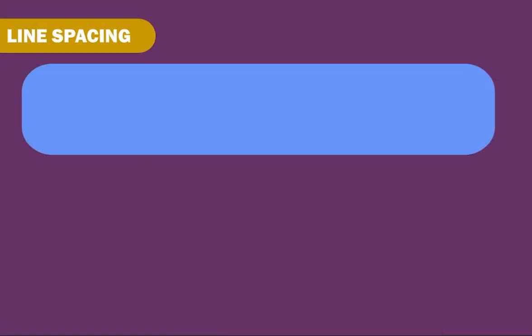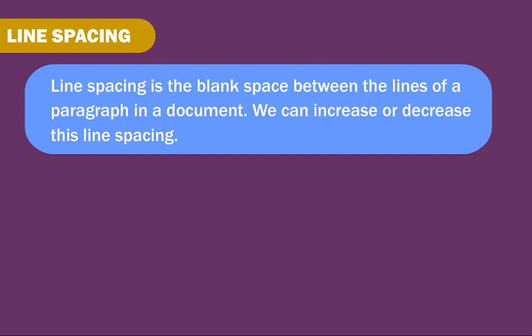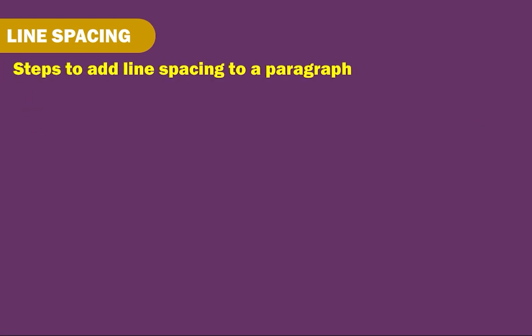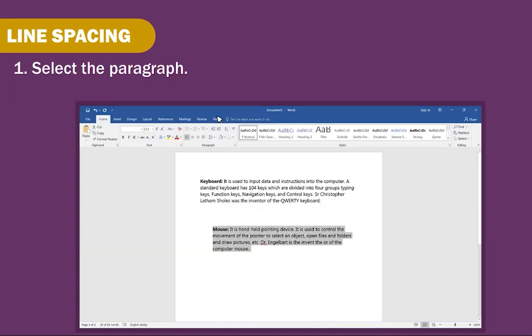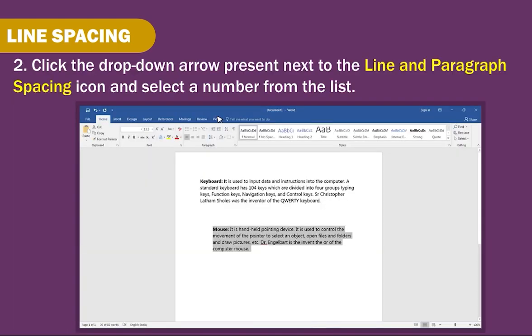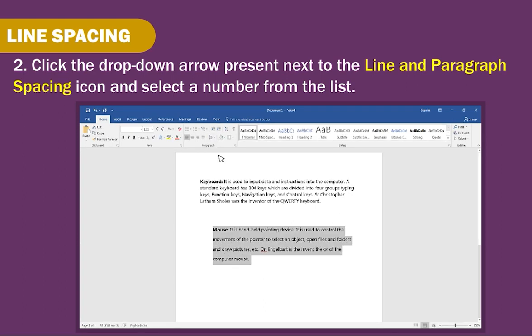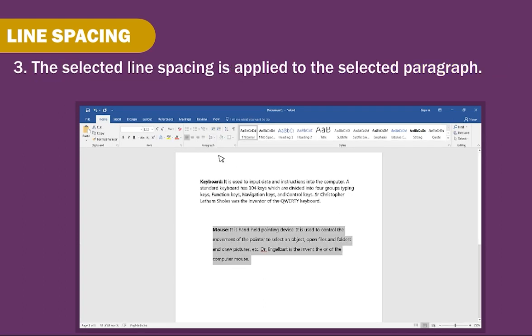Line spacing. Line spacing is the blank space between the lines of a paragraph in a document. We can increase or decrease this line spacing. Steps to add line spacing to a paragraph. 1. Select the paragraph. 2. Click the drop-down arrow present next to the Line and Paragraph Spacing icon and select a number from the list. 3. The selected line spacing is applied to the selected paragraph.